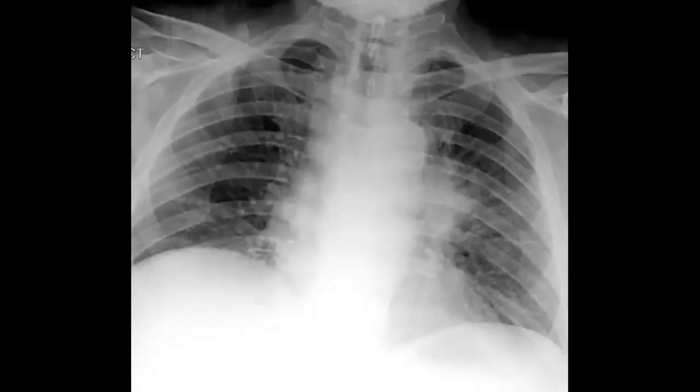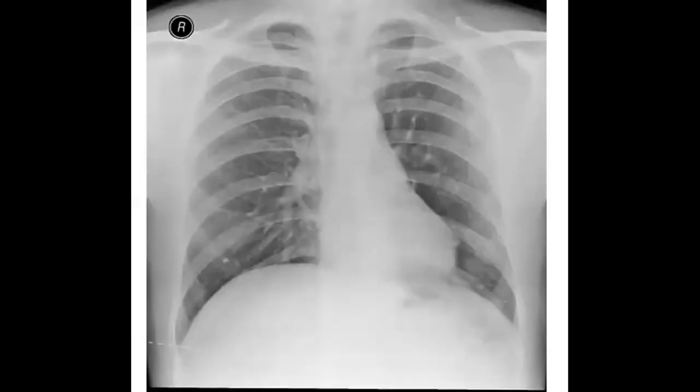And for this one, left hilar mass, Ahmed, yes. When there is obliteration of the angle of the left hilum, you are talking about a left hilar mass. Again, left lower lobe collapse. So this one, I hope that it is better for you now.